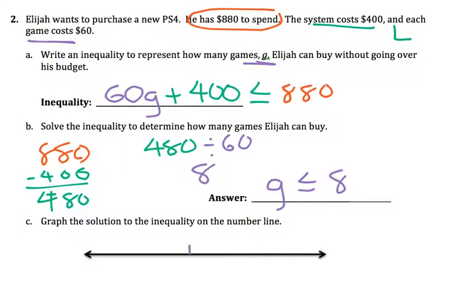The graph is going to have 8 games in the middle, maybe a couple numbers above and below. And then we're going to have to use, again, a closed circle, a filled-in circle, to show that he can buy exactly 8. And then we want to shade in everything that's less than 8 to show that that is how many games he could choose to buy without going over budget.